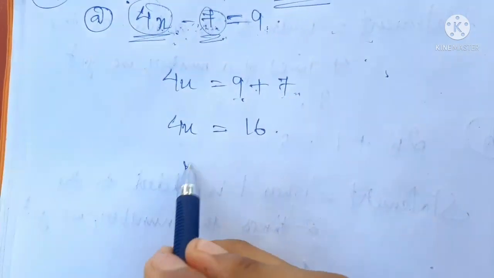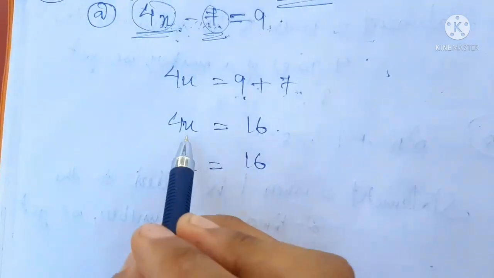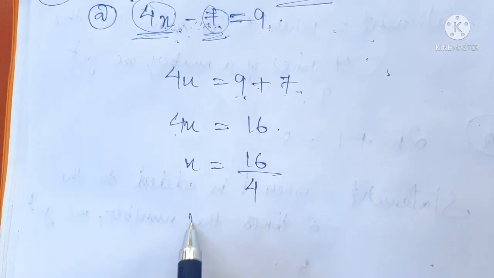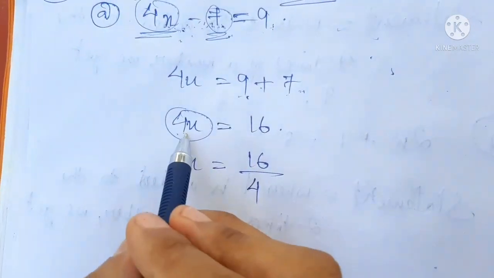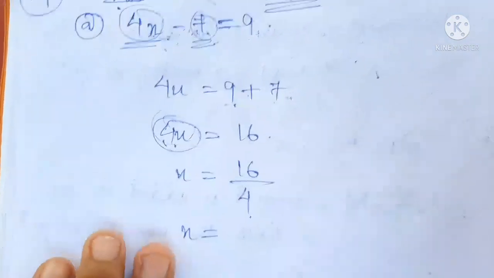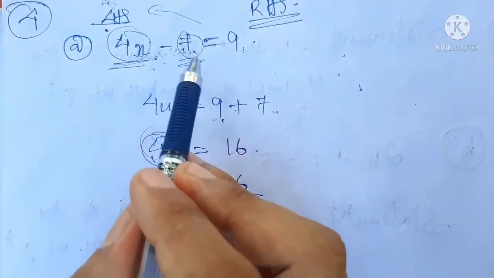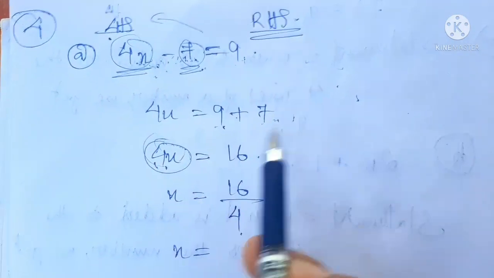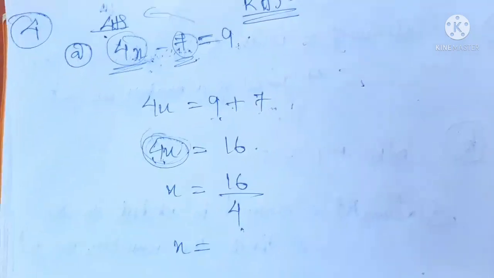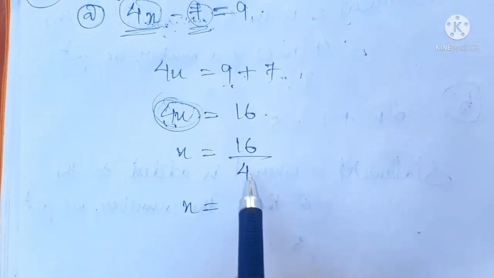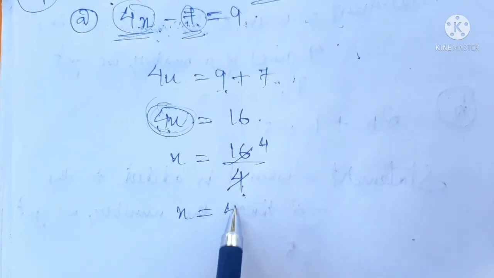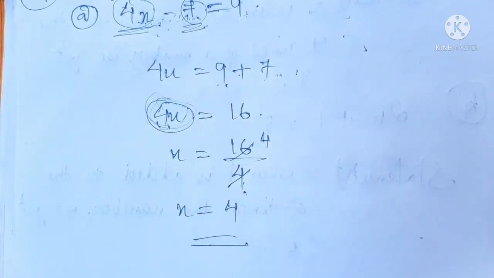So now 4 will go down, because this is only 1 term. That's why it will go down. If it has 2 terms and it's minus, then it will be plus. But if it's only 1 term, then it will go to the denominator, which means it will divide. So 16 divided by 4, you will get here 4. So this is the answer of this question.